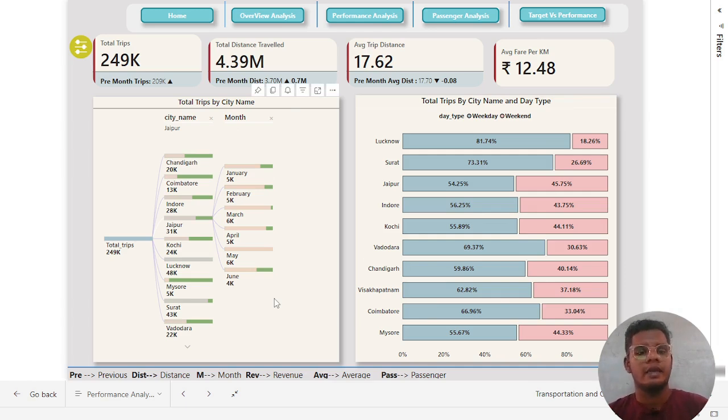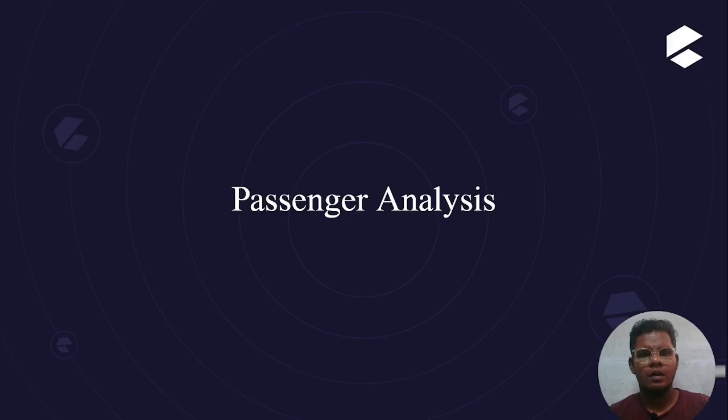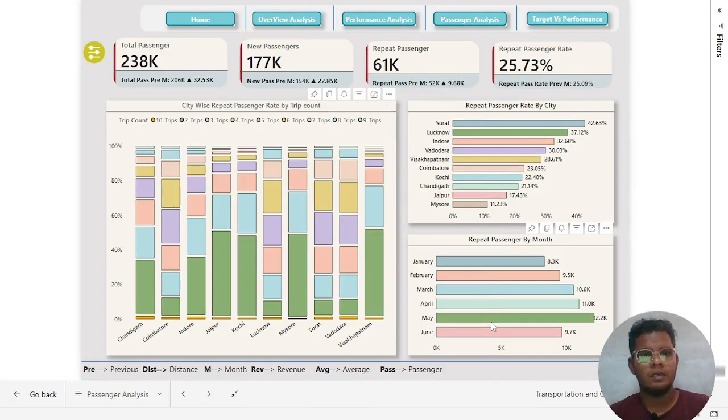Okay, let's get into the passenger analysis. And here is the dashboard about the passenger analysis. In this particular dashboard we can see the total passengers, the new passengers, repeat passengers, then repeat passenger percentage. And it starts with the city-wise repeat passengers by trip count, right?